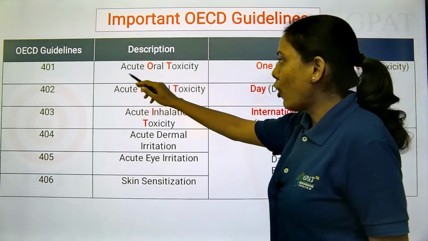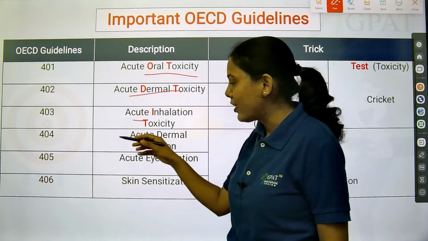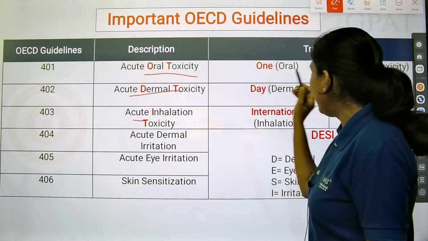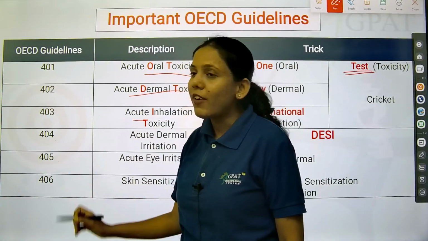So here you can see 401 is acute oral toxicity, then acute dermal toxicity, acute inhalation. Okay, ODI, you can easily remember: One Day International Test Cricket. T I have given because it is related to toxicity. Then comes 404, 5 and 6.